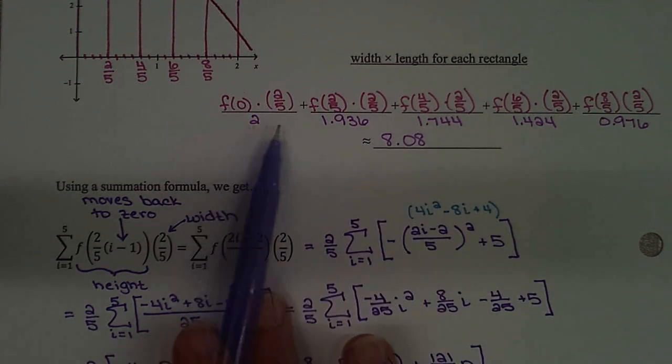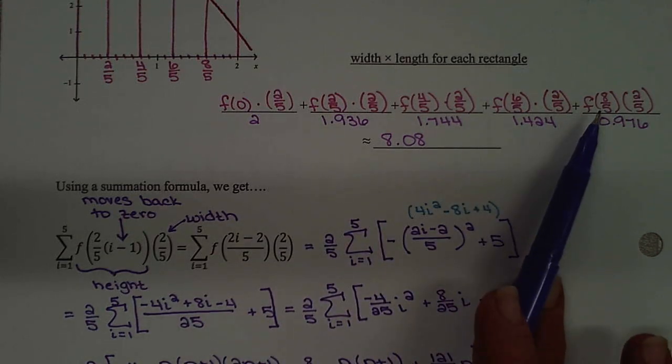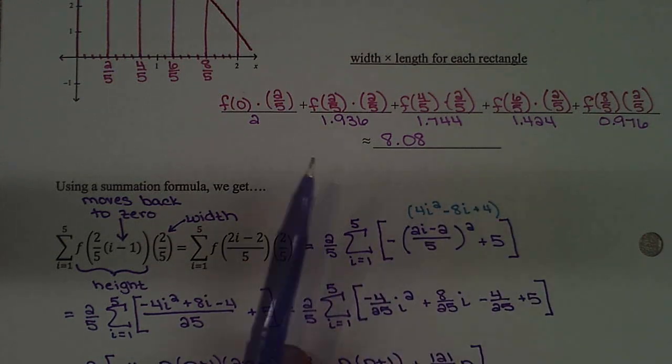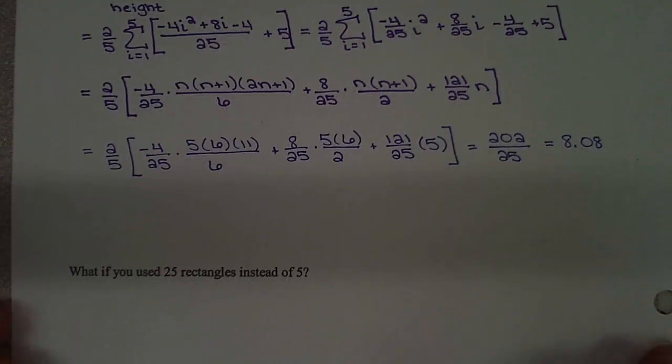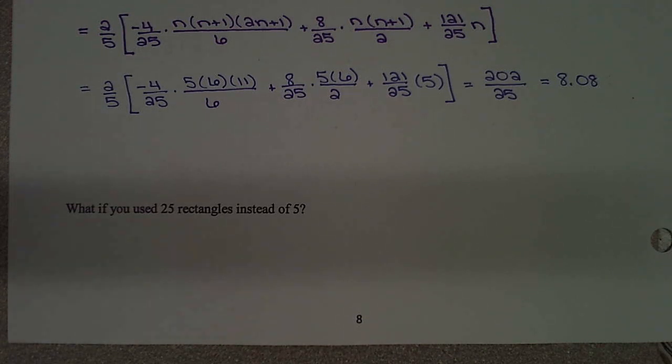You would have had to have been plugging this into your calculator, figuring out what the function is evaluated at each of these values, and then multiplying by 2/5, writing that number down, adding everything up. You'd have done that 5 times. And then the question down here is what would happen if instead of doing it with 5 rectangles, we did it with 25 rectangles? So now you would be punching numbers into your calculator 25 different times.